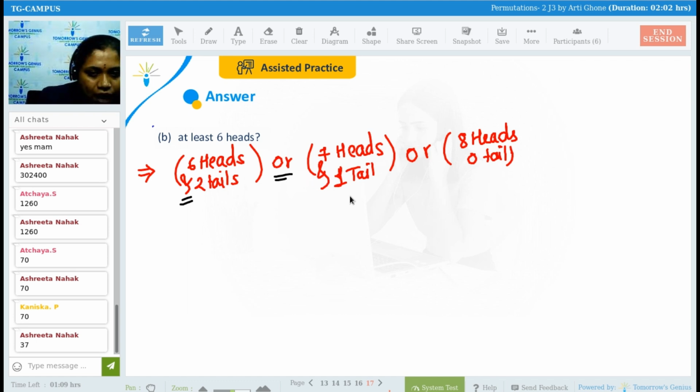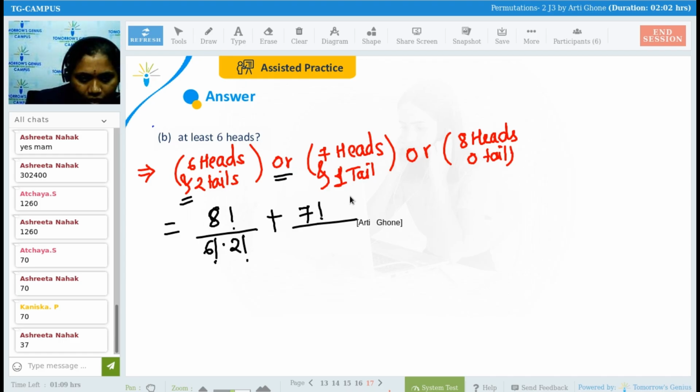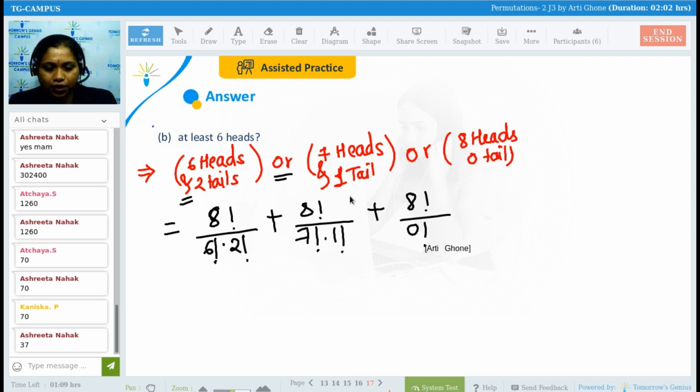But now what will be the answer? What will be the result? So the calculation will be: 8 factorial over 6 heads factorial into 2 tails factorial, plus, for "or", 8 factorial over 7 factorial into 1 factorial, plus 8 factorial over 8 factorial into 0 factorial. Clear?